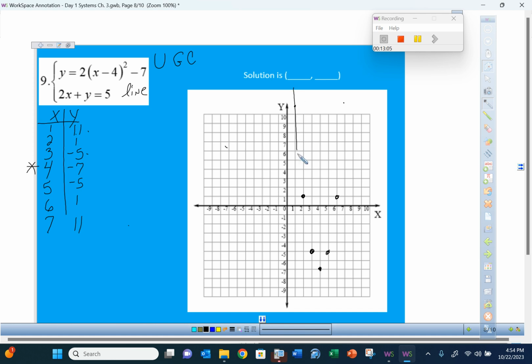And then once again, do a good job on your dots, because I made sure your line will hit the dots. Now, let's pick on the line. 2x plus y equals 5. I'm going to subtract 2x from both sides. So I've got y equals negative 2x plus 5.